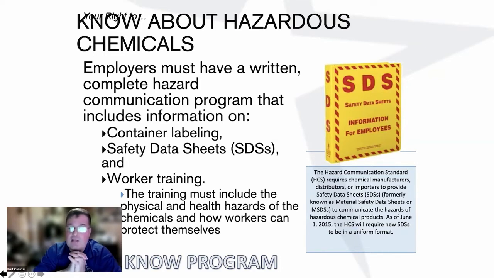And then your worker training. Training must include physical and health hazards of the chemicals, how workers can protect themselves. It also reminds employees if their health condition changes. A simple thing like becoming pregnant now becomes important for that employee to go back and say, okay, these are the things we use every day. How many of them should I avoid now? Is there a warning in the SDS? Should I be wearing rubber gloves now instead of just using it with my hands and then washing it at the end of the day?